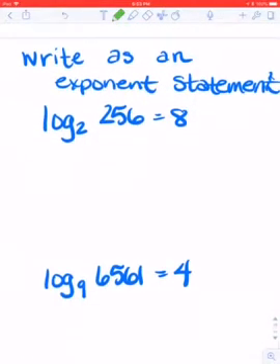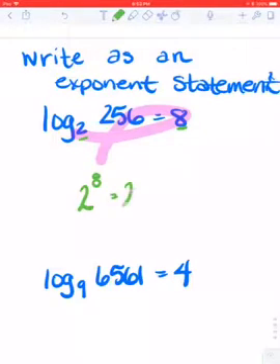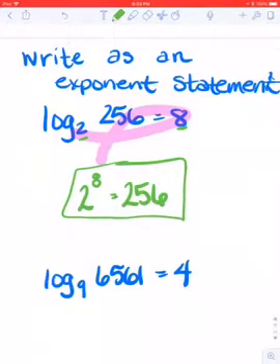Okay, let's go backwards. Let's have a log statement that we have to write as exponential. So I'm going to grab my highlighter again. And in class we talked about kind of making this cursive lowercase l for log. So when I do it, the first number I touch is 2. That's my base. Next number I touch is 8. That's my exponent. And 256 would be the last number. So that goes at the end. That's your exponent statement.